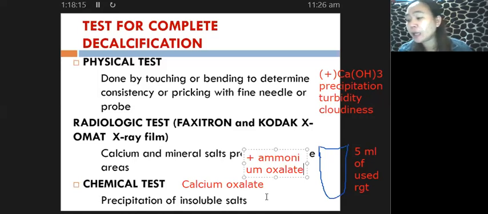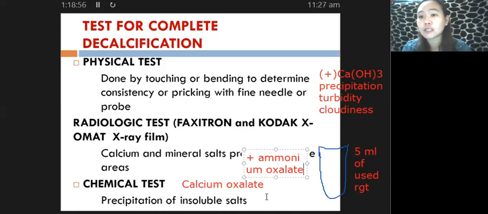So what can we do? What is the modification that was done in your chemical test? In order to know if a Perenyi's fluid decalcified tissue is complete already, you have to redissolve the precipitates that will be formed with glacial acetic acid. After redissolving the precipitates, that's the time that you're going to add your ammonium oxalate.